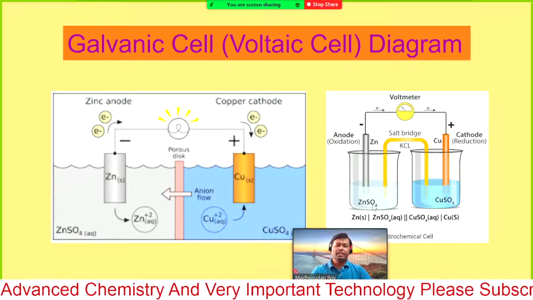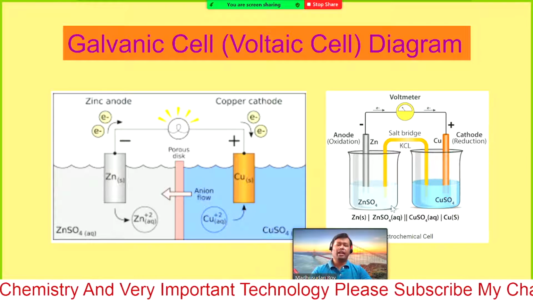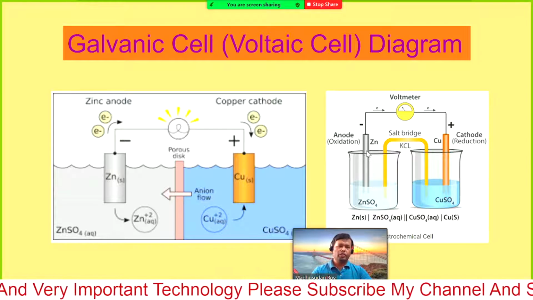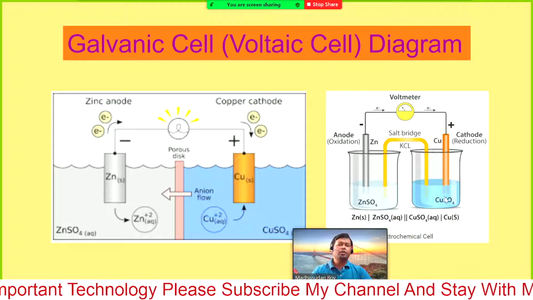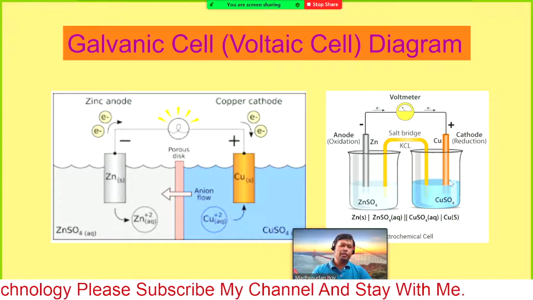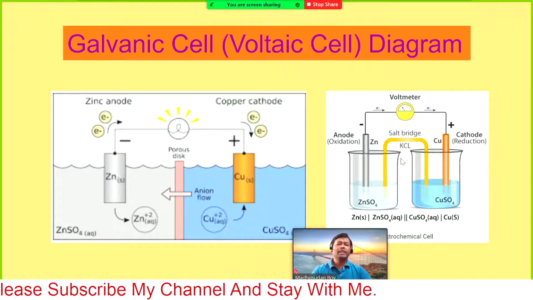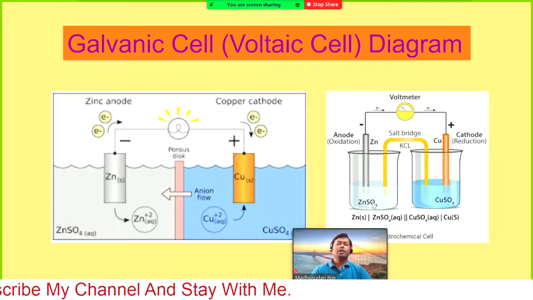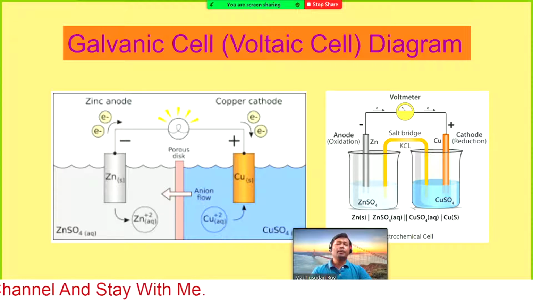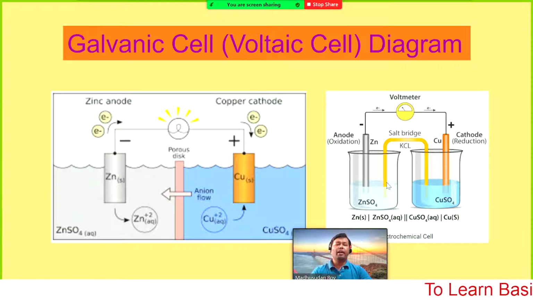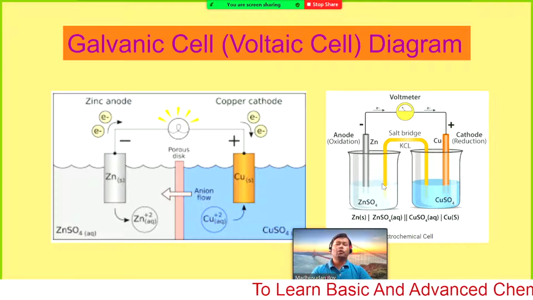But if you consider this one, this is a separate cell. This is zinc sulfate, the electrolyte, and this is our electrode. Here is another electrode and this is another electrolyte. If you have this type of cell, where two electrodes are dipped into two different electrolytes in two different containers, you need an extra connection known as a salt bridge.